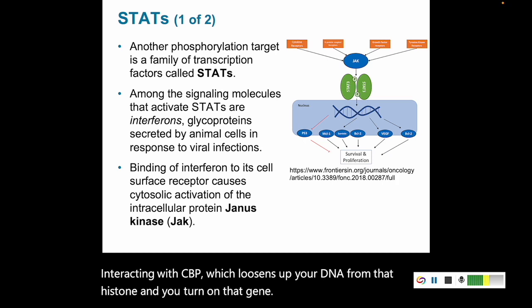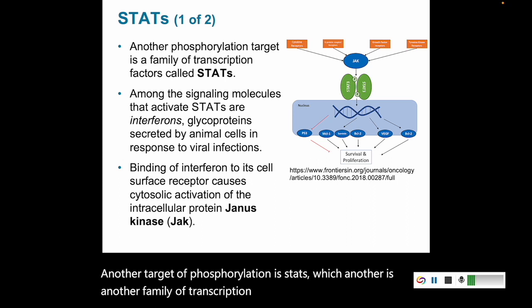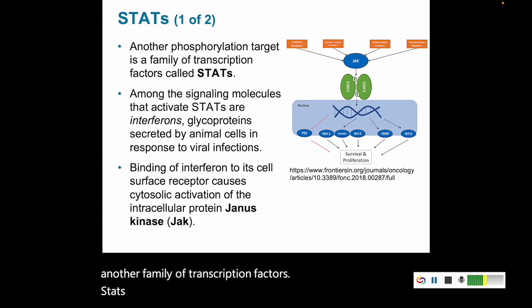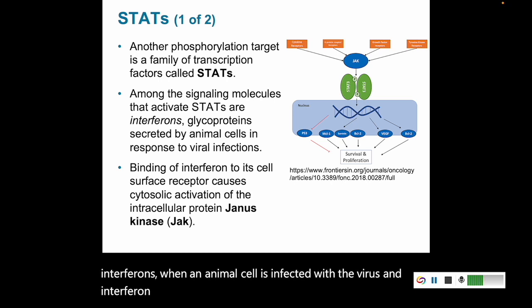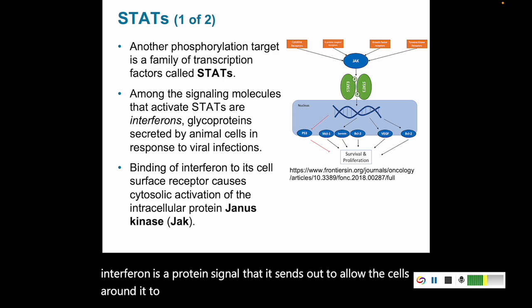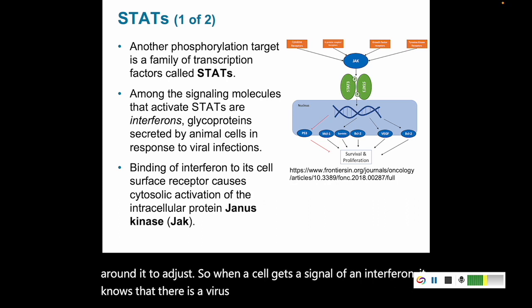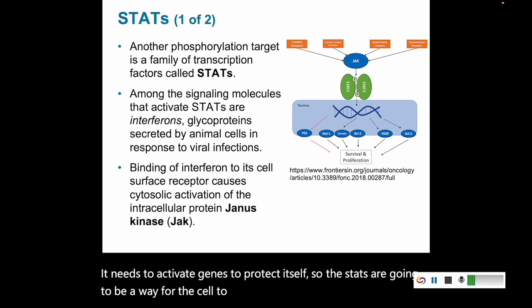Another target of phosphorylation is STATs, which is another family of transcription factors. STATs especially are important in signaling after the reception of interferons. When an animal cell is infected with a virus, an interferon is a protein signal that it sends out to allow the cells around it to adjust. So when a cell gets this signal of an interferon, it knows that there is a virus nearby. It needs to activate genes to protect itself. So the STATs are going to be a way for the cell to activate those genes to protect itself from the viral infection.